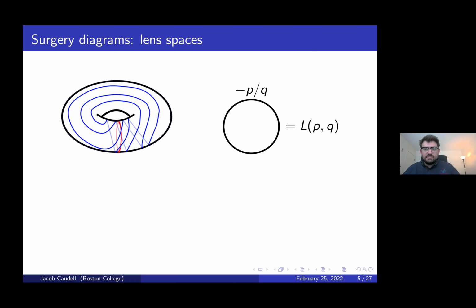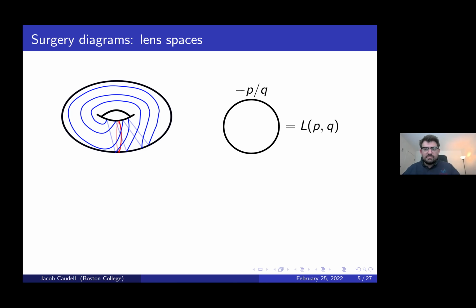But in general, if Q is greater than 1, this is not going to be an integral surgery on the unknot. And we'd like to have a way to describe lens spaces in terms of integral surgeries. They won't always be integral surgeries on knots, but they'll be integral surgeries on links, which is to say that you cut out tubular neighborhoods of a bunch of knots, and then you have integer framings, you have integer surgeries on each component of this link.